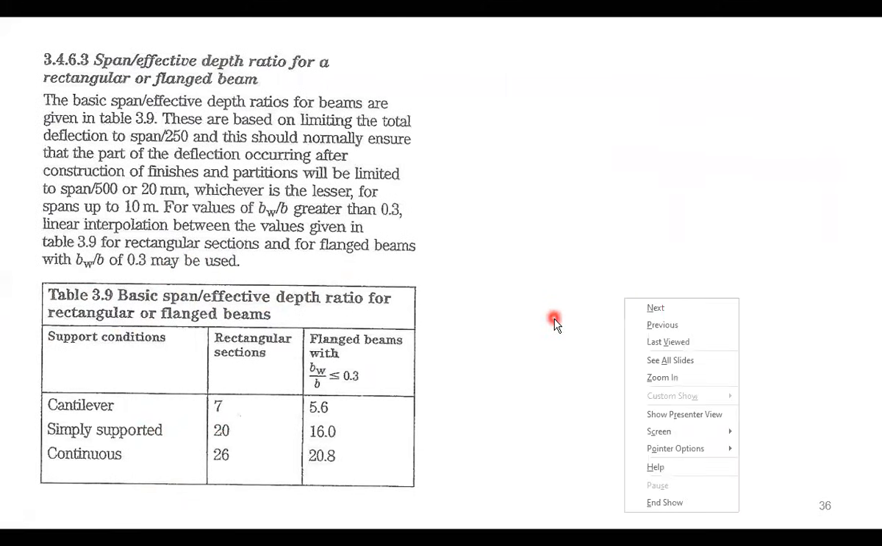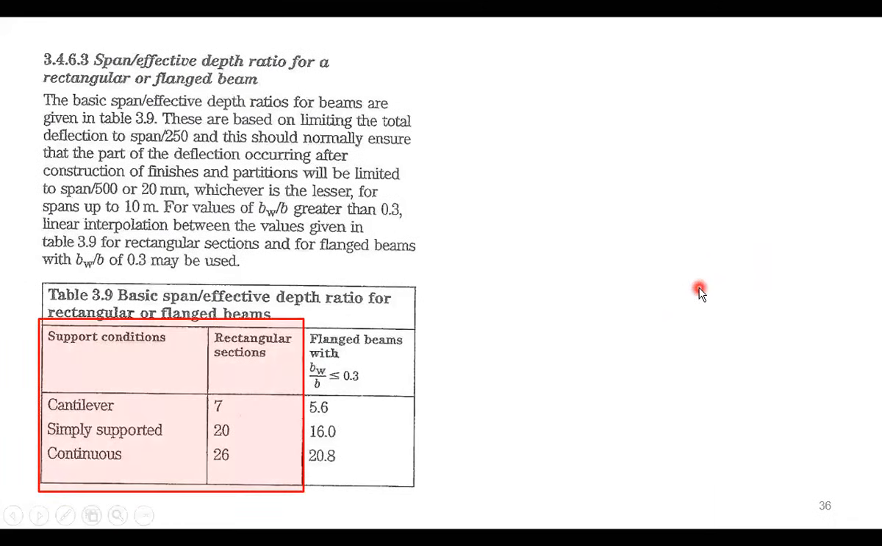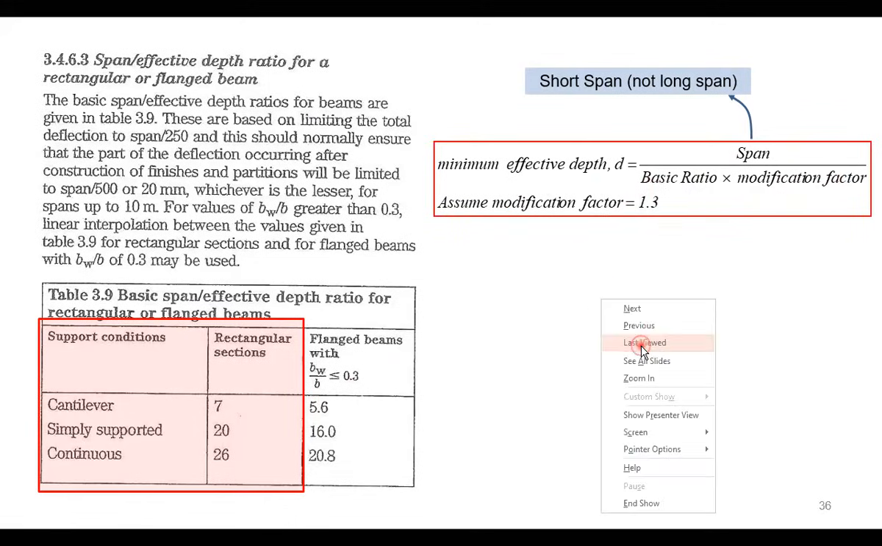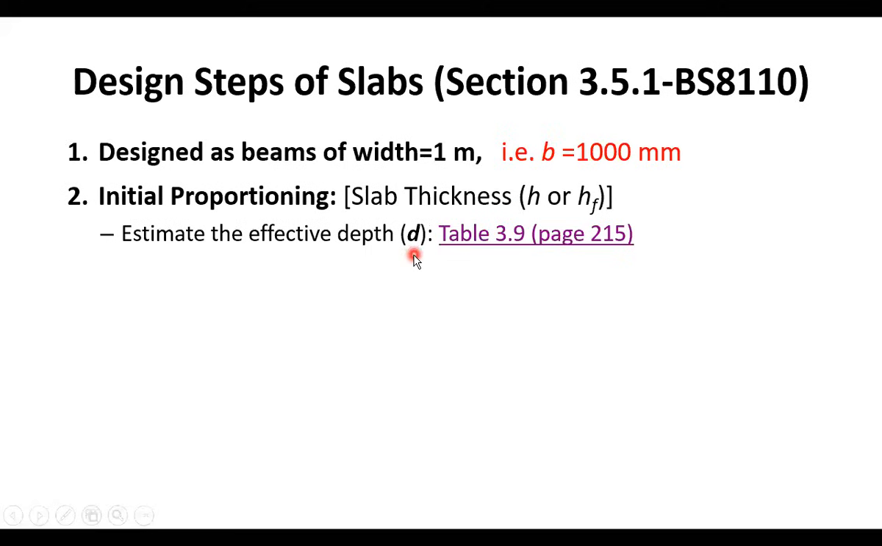Okay, and we'll use the same equation we used in the previous video about one-way slab. Once you have this value, you will be able to get the minimum effective depth, which equals the span divided by the basic ratio, which we get from this table here, but multiplied by a modification factor. And as a guide, we can assume this modification factor as 1.3. Okay, this is about calculating the depth.